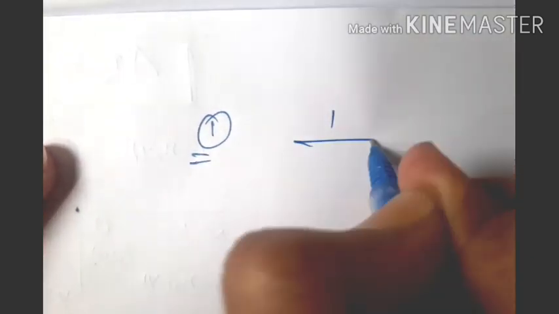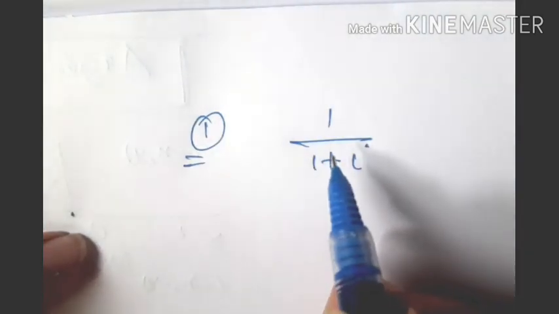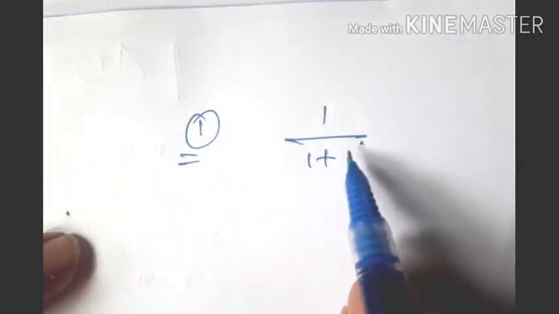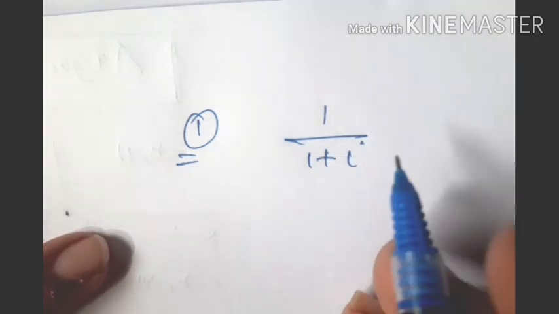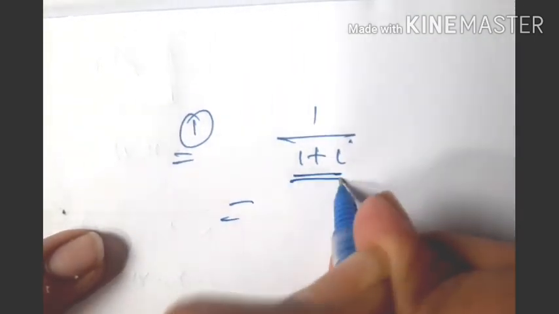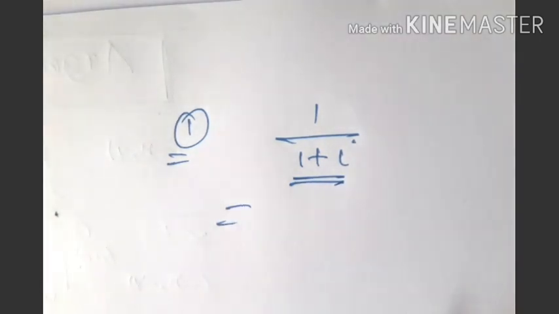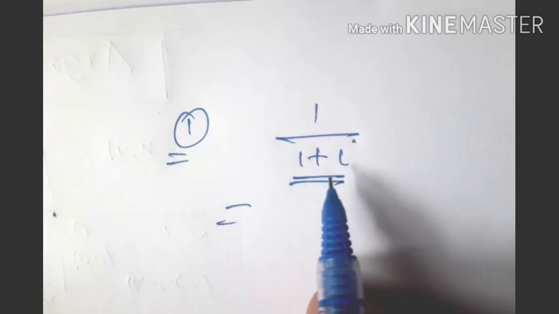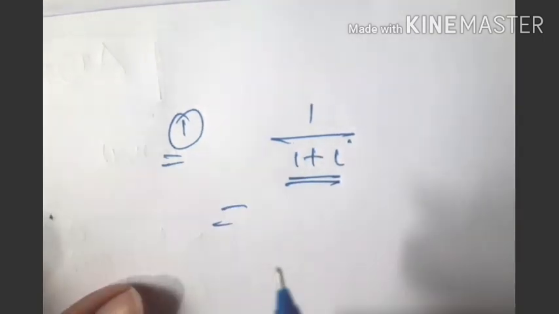For example, I am taking 1 by 1 plus i. This is a complex number, you can see. Whenever you get this type of question in fraction form, you have to multiply the numerator and denominator of the given number by its conjugate. That means the conjugate of the complex number 1 plus i. The conjugate of a complex number is nothing but the same number with the sign of the imaginary part reversed. That is plus, so it will be minus in case of the conjugate.